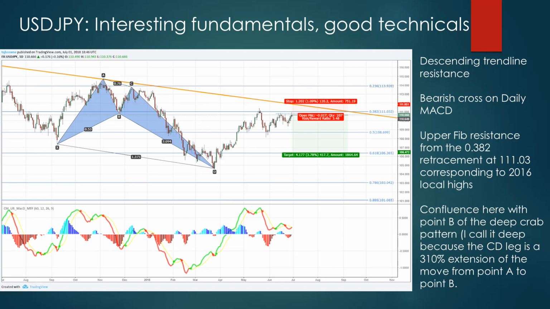So moving on to a pair which I believe doesn't have as great of a technical picture as the previous one, and that's just my opinion, but it has more interesting fundamentals. Here we have the dollar, Japanese yen. So looking at the technical picture, this is really the same one from last week. We had 4 days in a row of increase. We had 4 days in a row of dollar appreciation versus the yen.